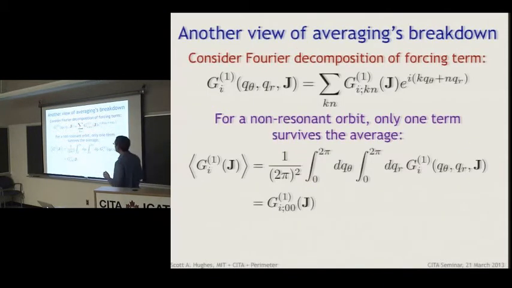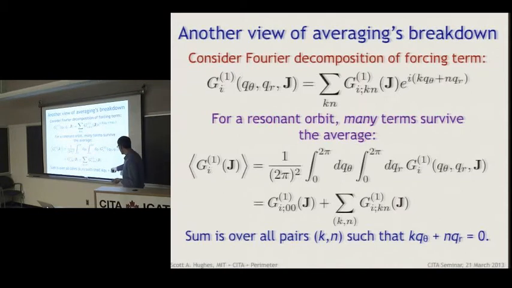Another way to think about what is going on is the breakdown of my averaging here. We looked at this algebraically. If I take my forcing function and expand it in Fourier modes, for a typical non-resonant orbit, this will vanish for every k and n except for k and n equals 0. So k and n are just harmonics of the theta motion and the radial motion. If I have a non-resonant orbit, when I average this over q theta and q r, only the 0, 0 term survives the average. On a resonant orbit, though, I can find values of k and n such that there exist pairs where the exponential vanishes. I get all these additional terms that contribute to the sum. So my forcing function, when I average it, has very different behavior.